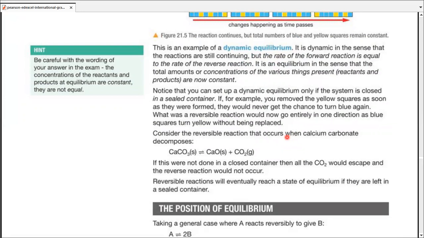Does that make any sense? Or should I come up with some funny example? That makes sense. It makes sense?